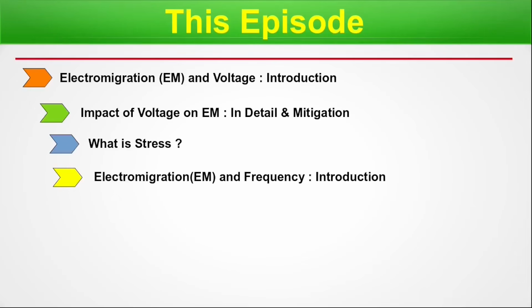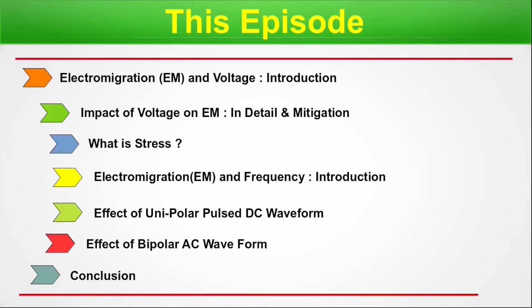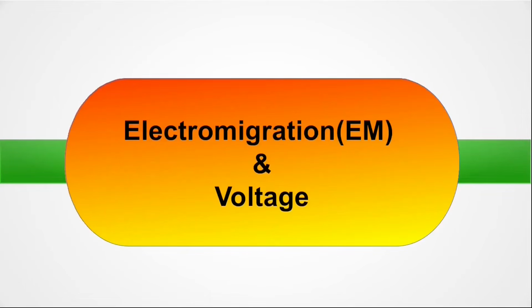Next, we will move on to the next section where we will discuss the effect of frequency on electromigration, and an introduction. Next, we will go further deep by discussing the effect of unipolar pulsed DC waveform on electromigration. We will further analyze the effect of bipolar AC waveform on electromigration. Finally, we will move on to the conclusion. So folks, this is the menu for today. Without any further delay, let's begin. In this section, we will be talking about electromigration and voltage. Introduction.